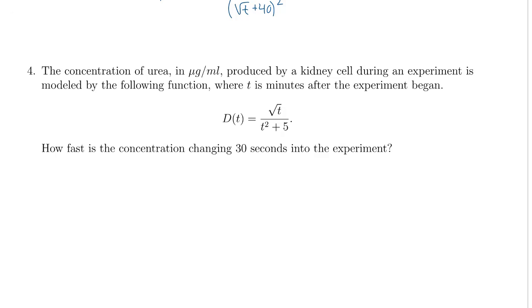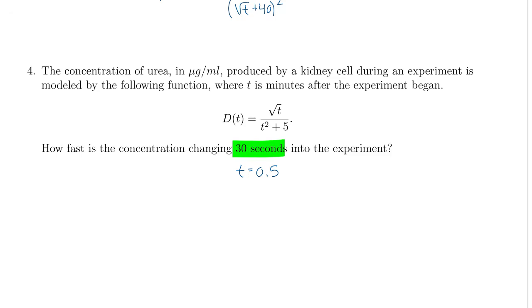So again, as pointed out in the last section, nowhere does it say take the derivative of this function. We're given this function which gives us the concentration of urea produced by our kidneys, and t is minutes after some experiment began. The question asks, how fast is this function, the concentration, changing 30 seconds into the experiment? t is in minutes, so it is important to notice that 30 seconds means half of a minute.